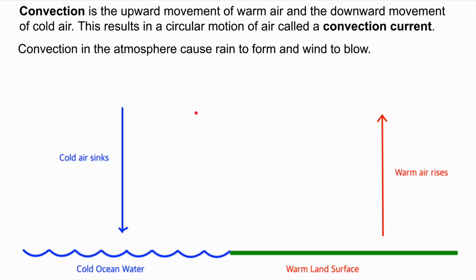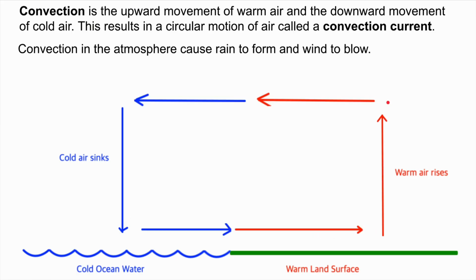Now, this establishes what we call a convection current, where as this air comes down, it's got to go somewhere, but this air is going up. So what happens is the air is going to move towards where it's going up, and then here it's going to move towards where it's going down. You get this circular pattern called a convection current.